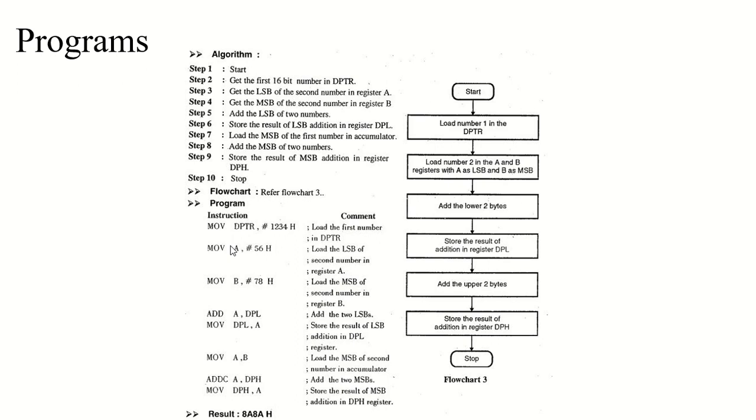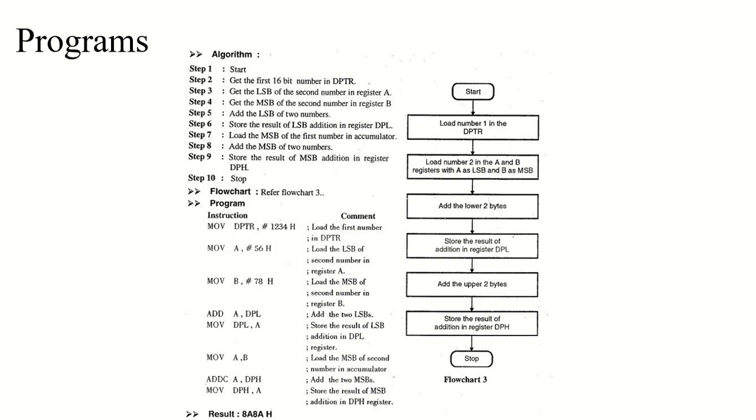So this addition of the two lower bytes, I'm repeating one more time. Where do we get the two lower bytes? The first one will come from DPL, the second one will come from register A or the accumulator, and in case of the MSBs, the first one will come from DPH and the second one will come from register B.